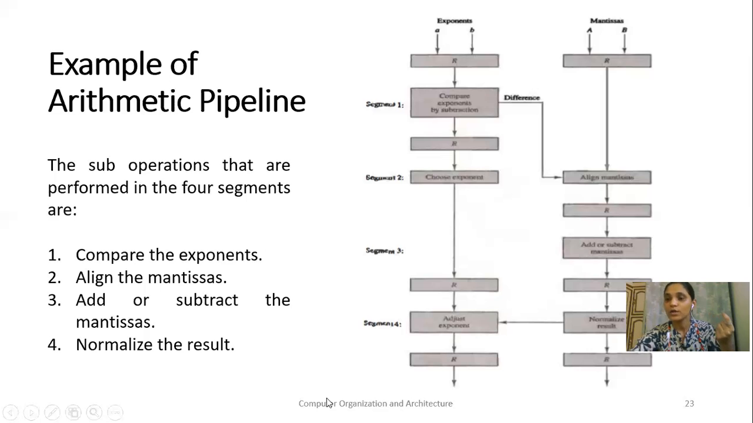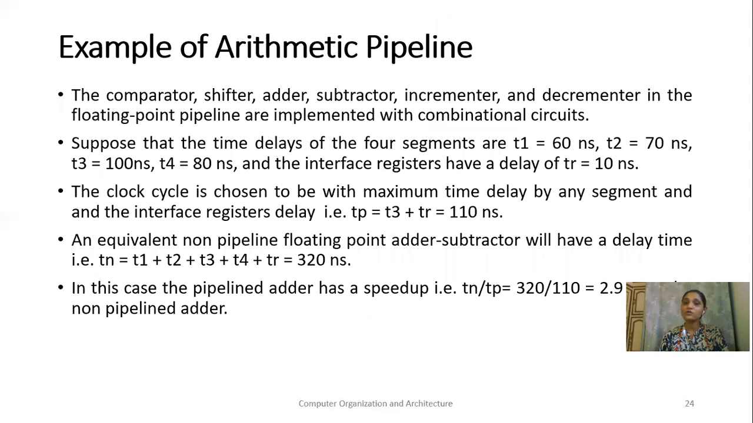Okay, so this is our requirement, how we can design the arithmetic pipeline. Same thing you can do for multiplication operation, for division operation. Okay, so this is just a basic example of how you can design an arithmetic pipeline. Okay, let me see how speedup is done with this arithmetic pipelining.